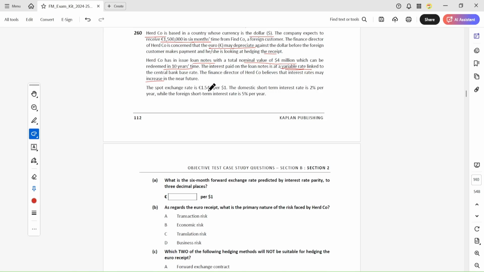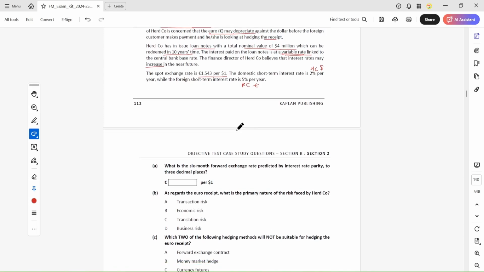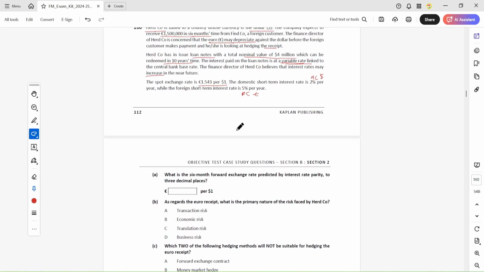This is the spot rate, and the interest rate is domestic; this is the home currency, dollar, and this is the foreign currency, euro, interest rate. So what is the 6 month forward exchange rate? We have already done so many questions, so you have to do it by yourself, guys. This question is very easy. We have to calculate the 6 month forward rate.